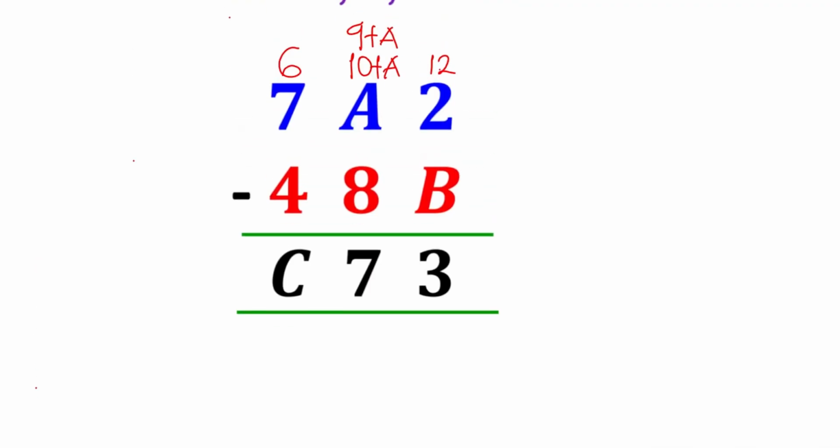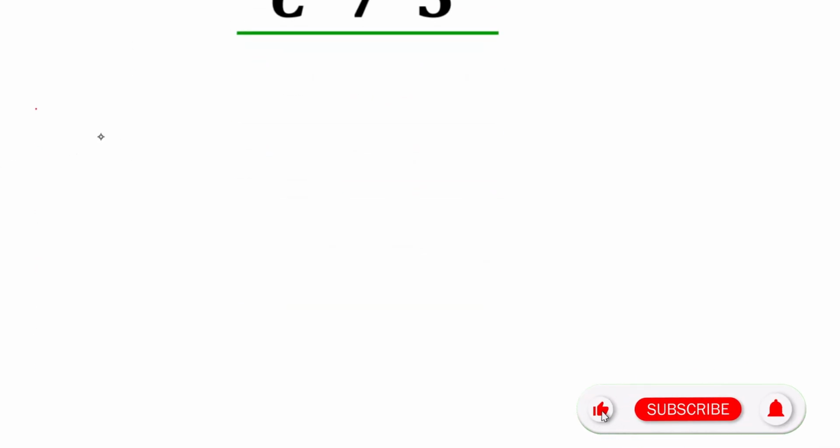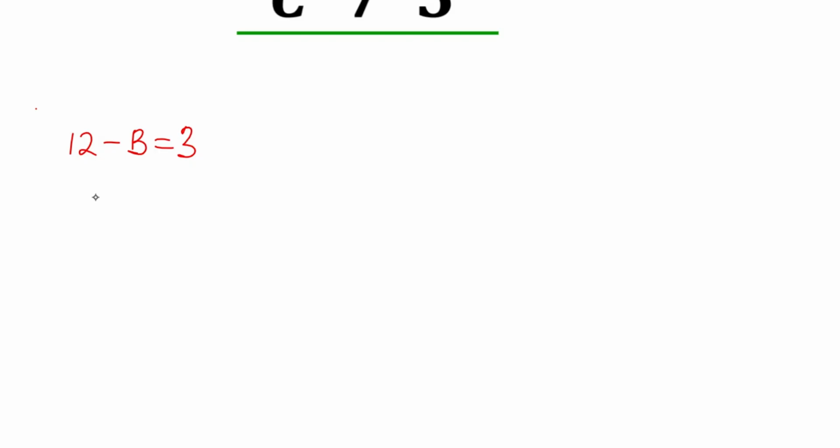So this is what we have here. We have 12 minus B, which is equal to 3. So in solving for B, we group like terms. So we have minus B equal to 3 minus 12, which gives us minus 9. And when we divide both sides by minus 1, we are going to have B equal to 9. So we have an answer of 9 for B.